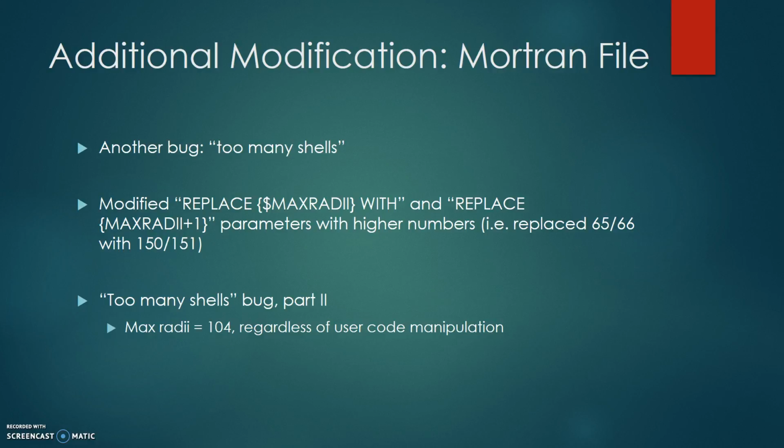I increased that amount from 65 radii to 150 radii, saved the file, and recompiled the EDK code in the EGS GUI. Although this seemed to work for any number of radii under 104, the 105th radius would result in a different too many shells bug. I was unable to correct this bug, however. 104 shells did prove to be enough for the purposes of this study, though.